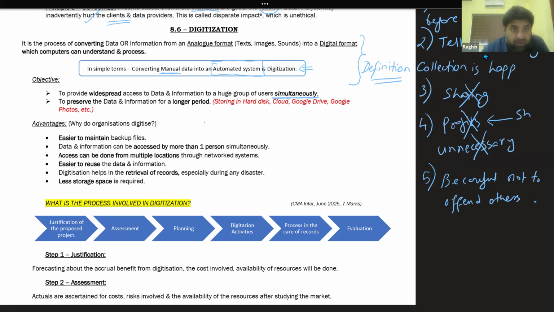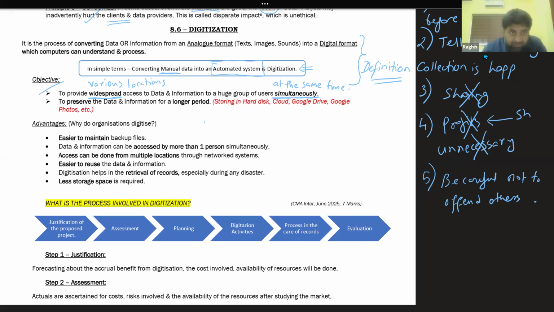To provide widespread access from various locations for a huge group of users at the same time. Simultaneously means at the same time. So this can be done with the help of digitization.